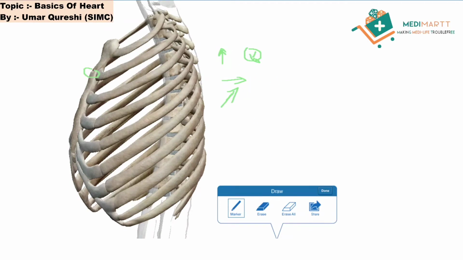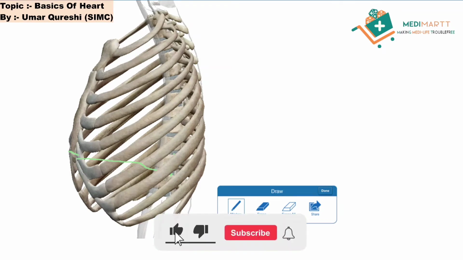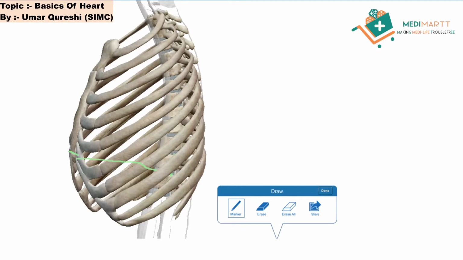Then the xiphisternal joint corresponds with the intervertebral disc. This is the xiphisternal joint, and it corresponds with the intervertebral disc. This white colored disc intervening between two vertebrae is called the intervertebral disc. The xiphisternal joint corresponds with the intervertebral disc between thoracic 8 and thoracic 9. Assume that this is thoracic 8 and this is thoracic 9, and the intervertebral disc corresponds to it.